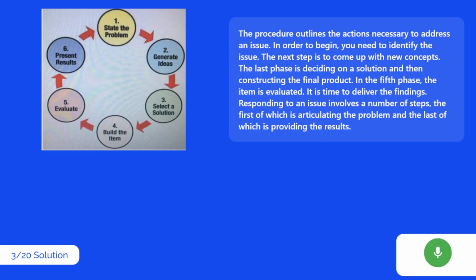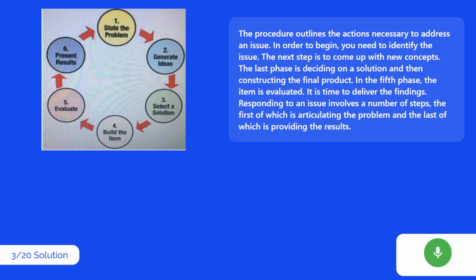The procedure outlines the actions necessary to address an issue. In order to begin, you need to identify the issue. The next step is to come up with new concepts. The last phase is deciding on a solution and then constructing the final product. In the 5th phase, the item is evaluated. It is time to deliver the findings.